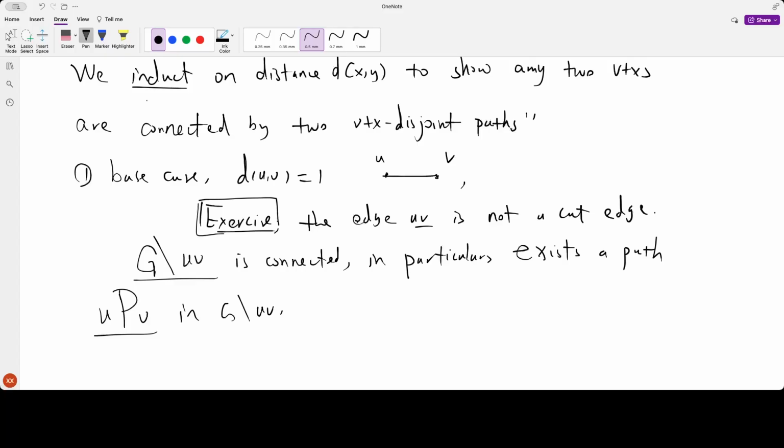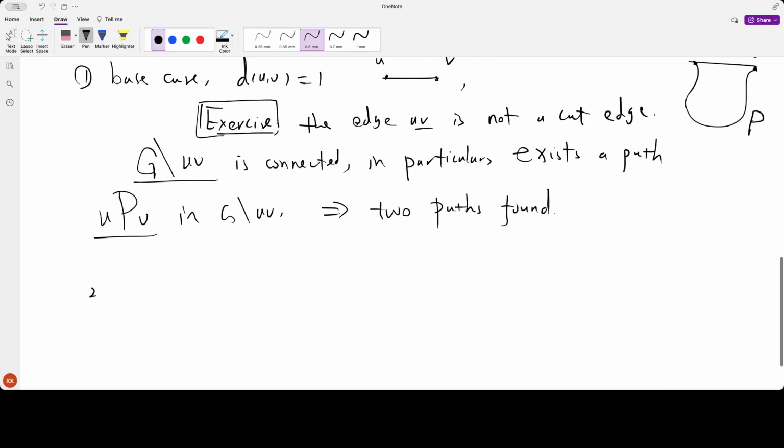If you draw the picture, it's just something like this. This is P, and this is the uv edge. It means that we find two paths. The first path is just one edge. The second path is P. So two paths found. Now this is the base case.